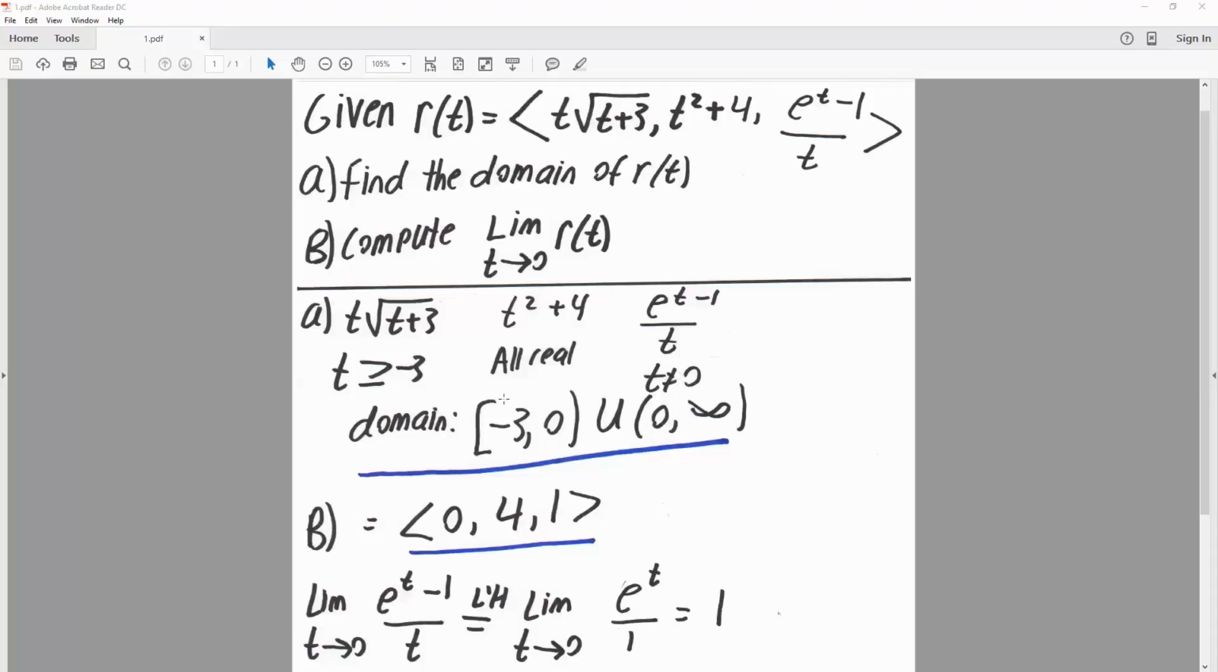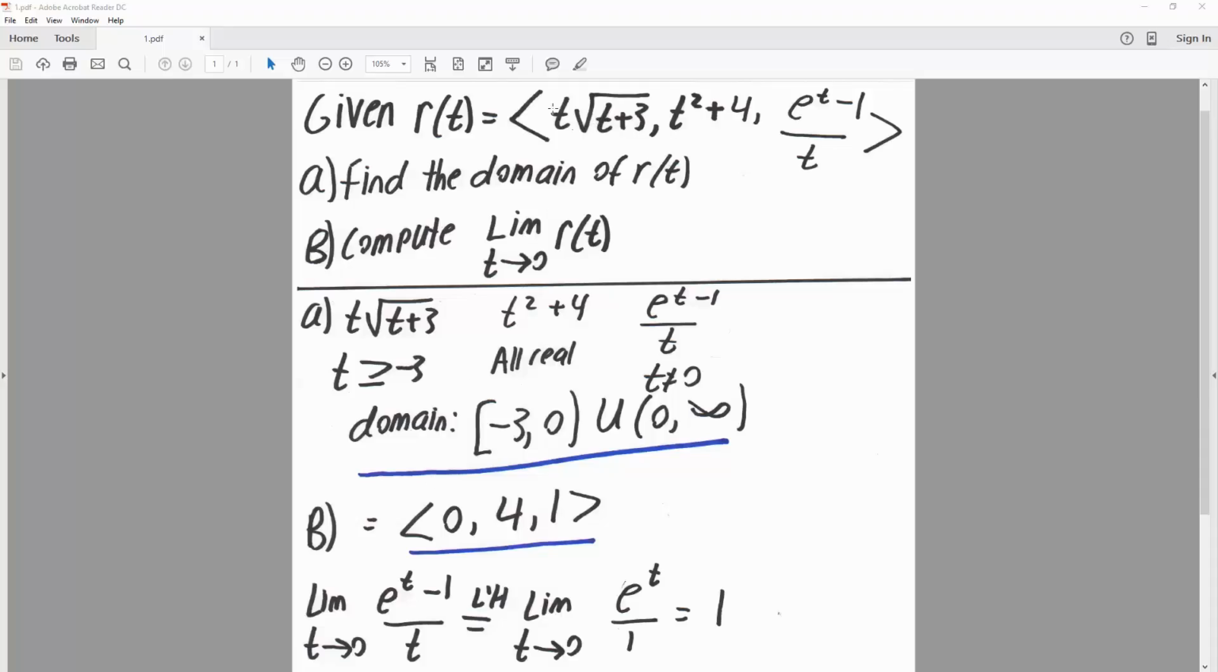So the domain will be closed bracket negative 3, because it can be equal to negative 3, comma 0, parentheses, union, parentheses, 0, comma infinity. Since it cannot equal 0, that's why we're using regular parentheses. And now we want to compute the limit as t approaches 0. So we simply plug in 0 for t.